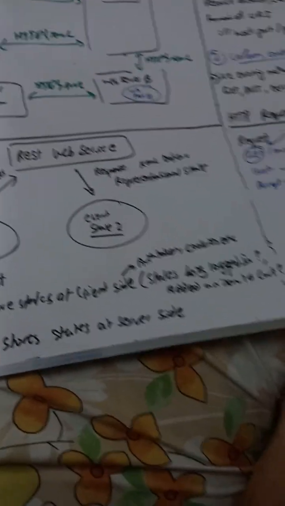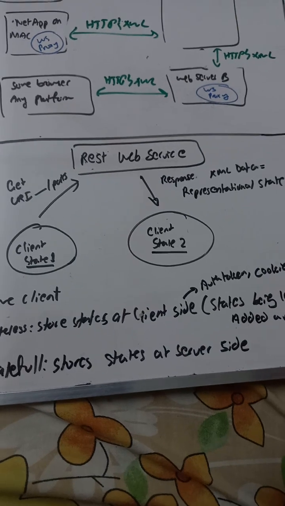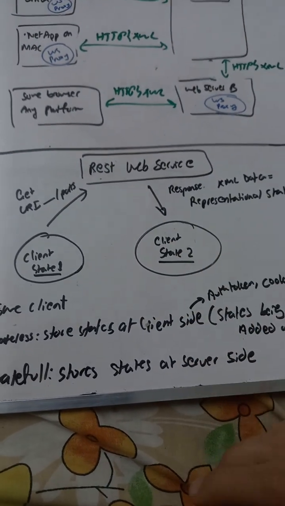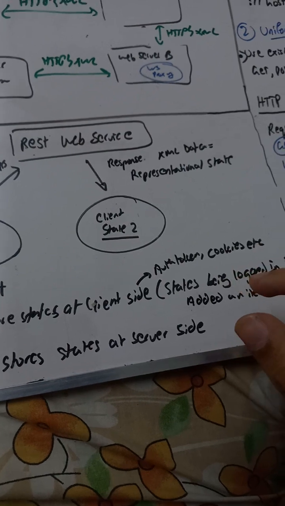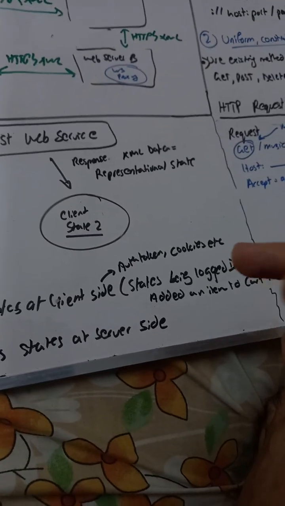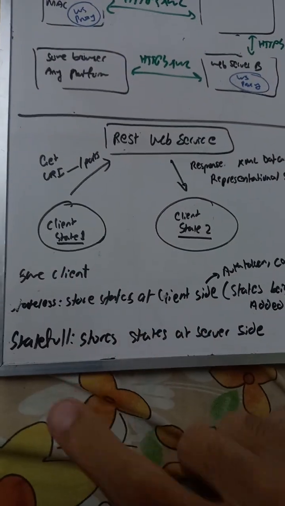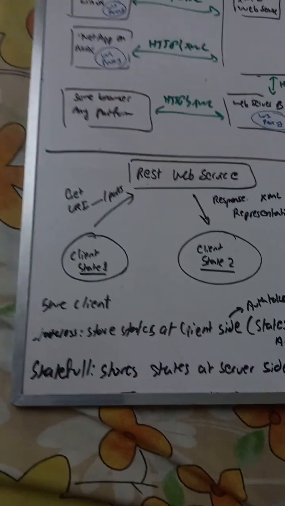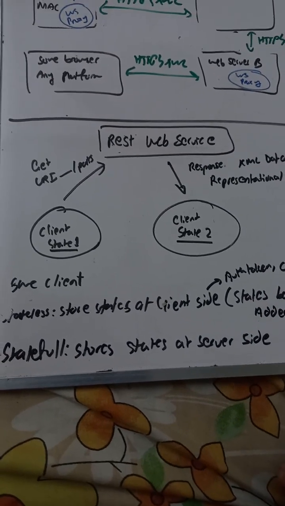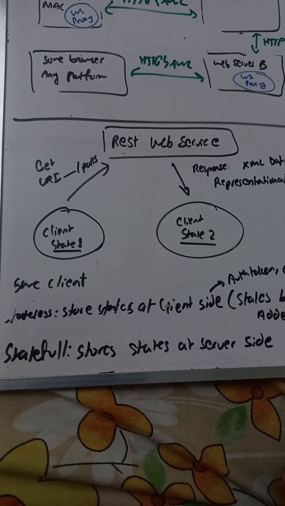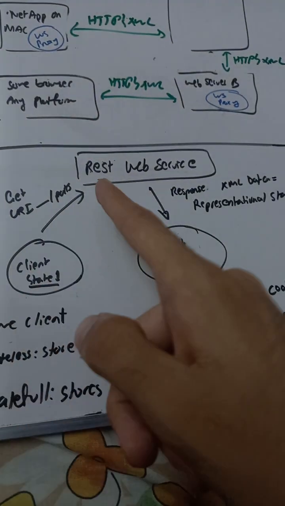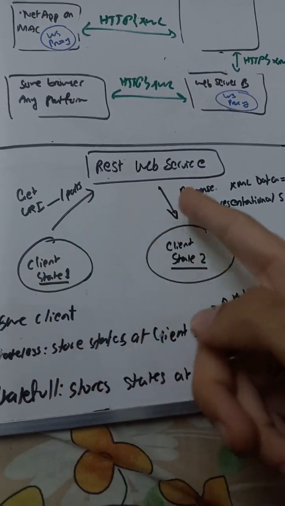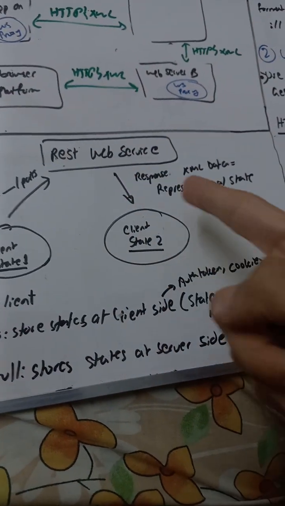Right? So these are all states that you can think of, the values, the data that a certain client has, right? Now, stateless basically means that all of these states are going to be saved at the client side and not at the server side, which basically means that you're storing this via cookies, via authentication tokens, and all of that stuff. However, stateful basically means that you're storing all of these states on the server, and yeah, that's basically it. So you're basically getting some information from the REST web servers, and then you are returning the response, which is basically the XML data representation state.